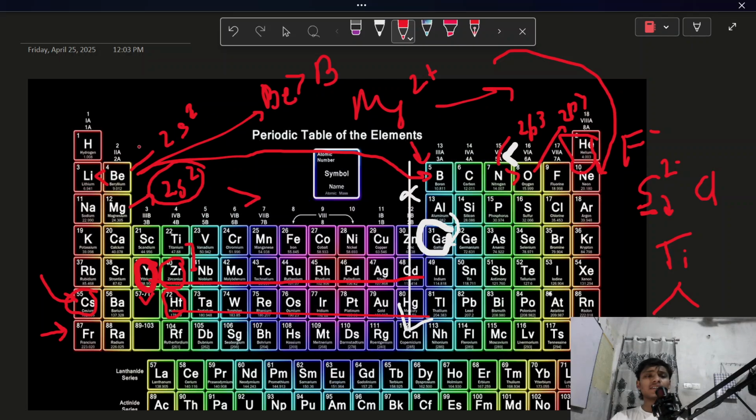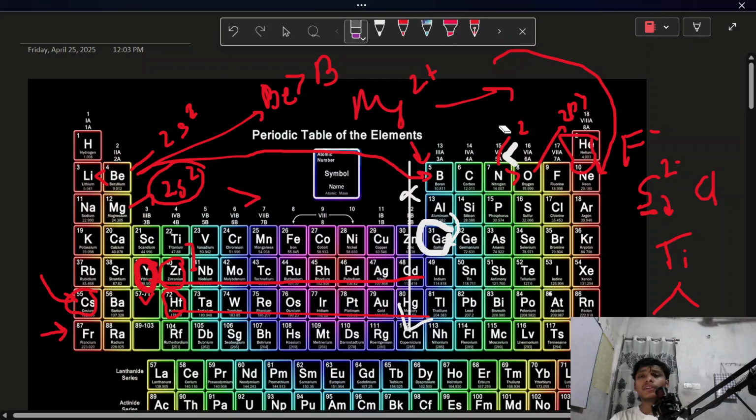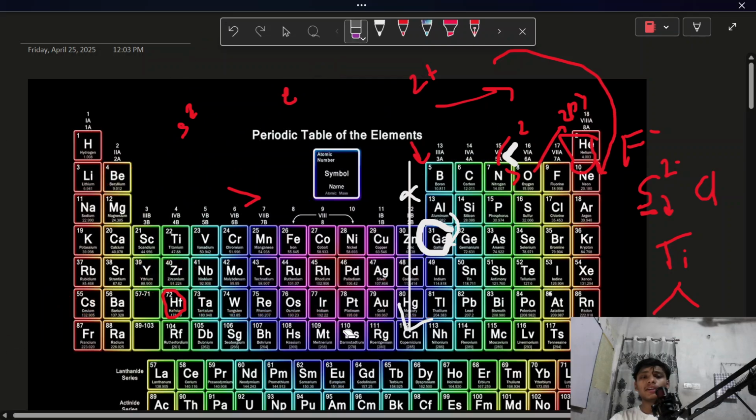Next is not an exception, it's a regular trend. Next we are going to cover electron affinity. We don't have a lot of time to cover what electron affinity is and everything, so we are just looking at the exceptions in electron affinity, and for that I just need to remove everything from this, and then probably you will be able to just learn them, right?